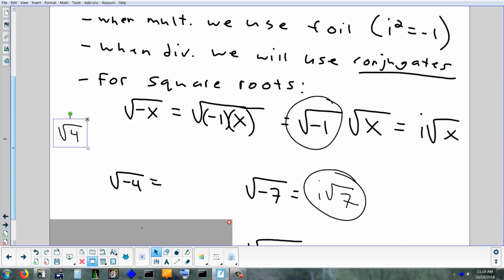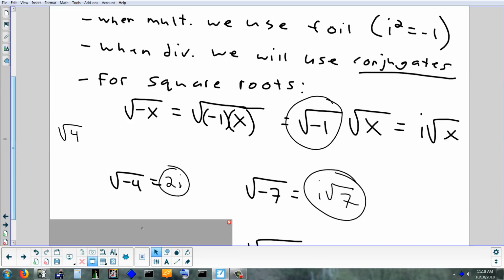That has an answer of 2. This one doesn't. Yep, 2i. Now, without me even telling you, some people put the i after it, but then in the first one we put the i before it. That is how you do it.